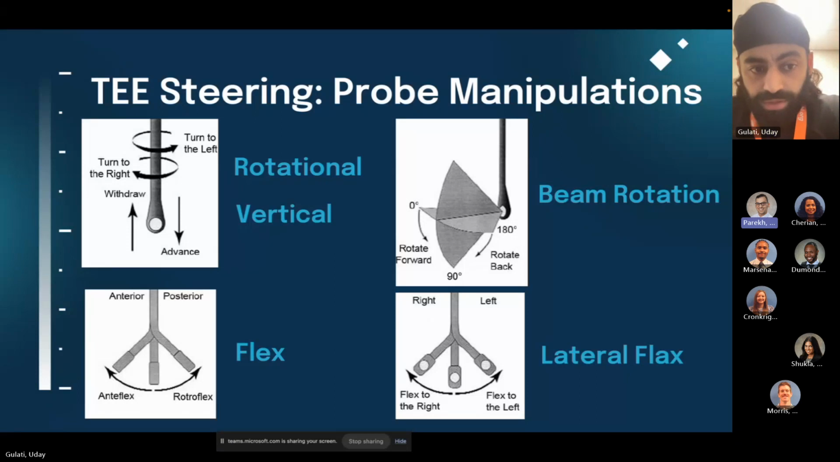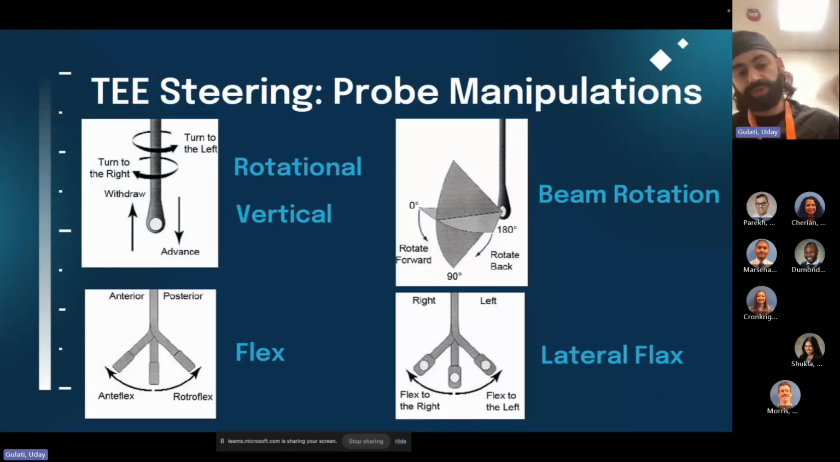And so Udi, are we not rotating the handle like we do with the bronch for rotation at all? You can, you absolutely do. So you can do it that way. I've been told to just do it this way, but it's just different by procedures, but you can absolutely rotate it this way. And you will do that, especially as you're trying to get your bicaval view to look at both the superior vena cava and the inferior vena cava. The one that you'll rarely use is the lateral flexion.